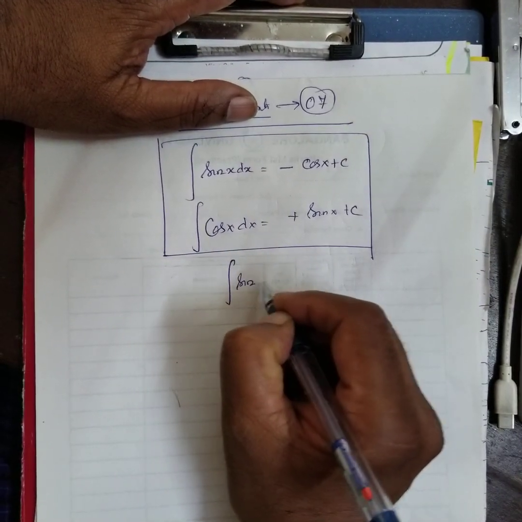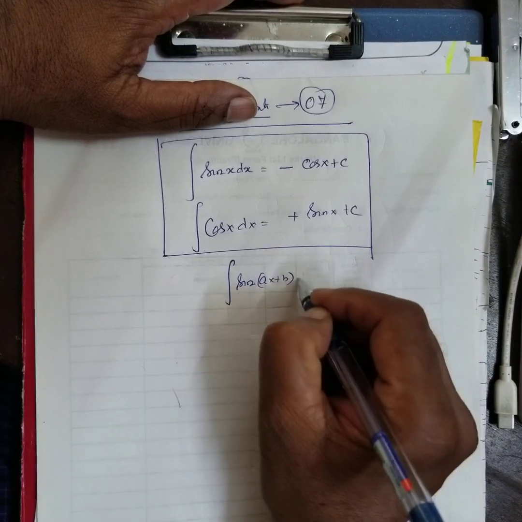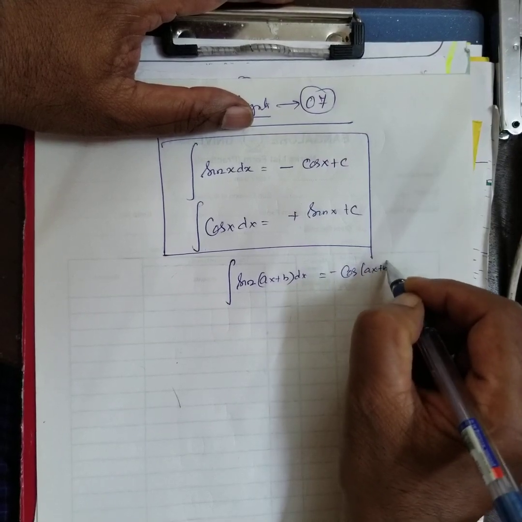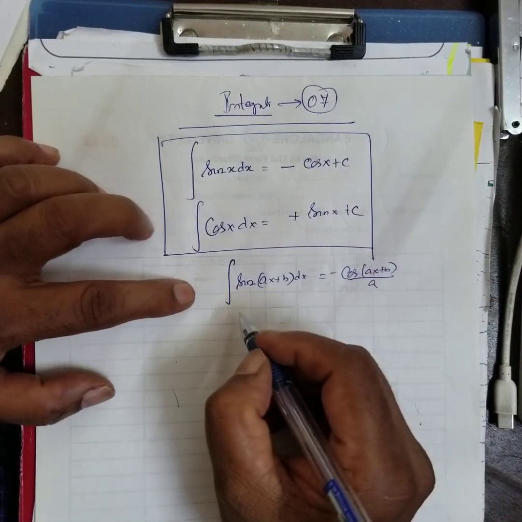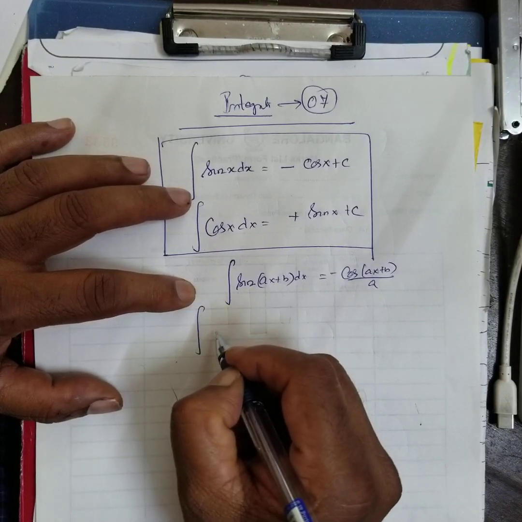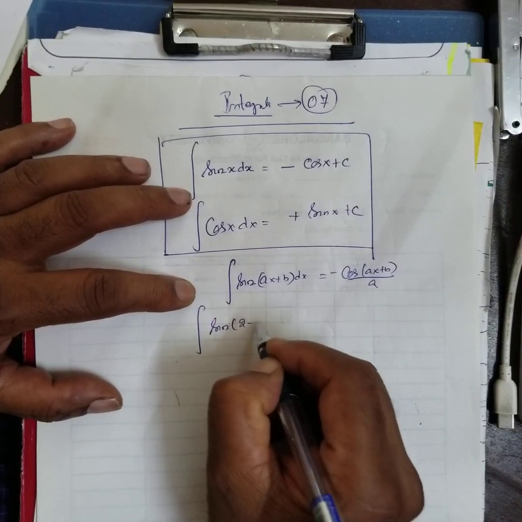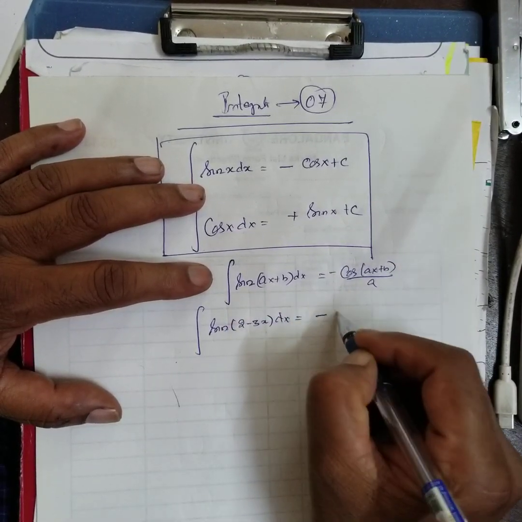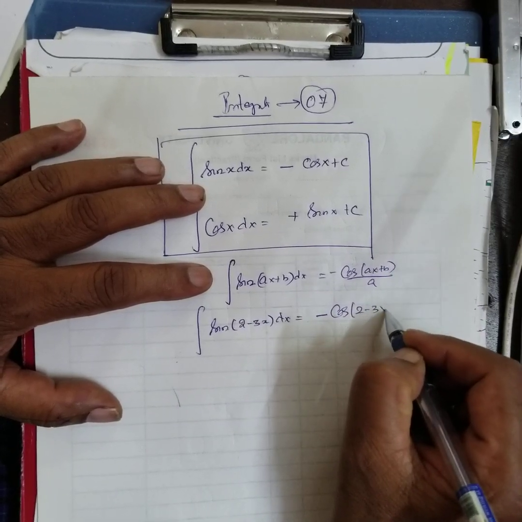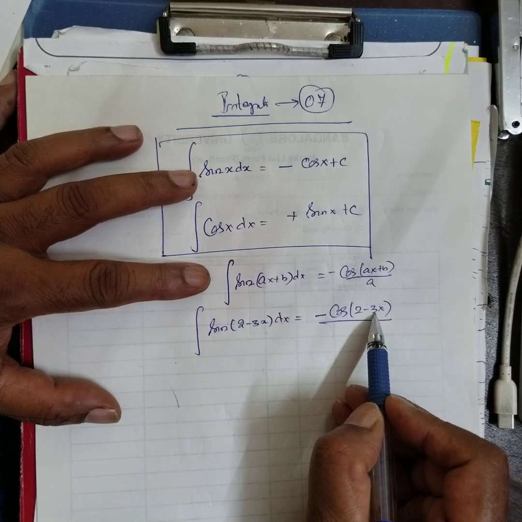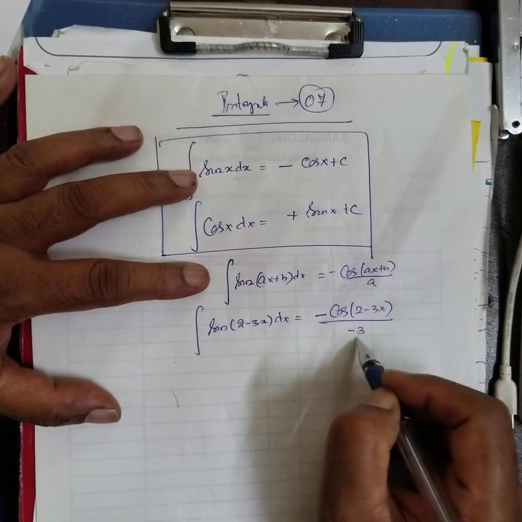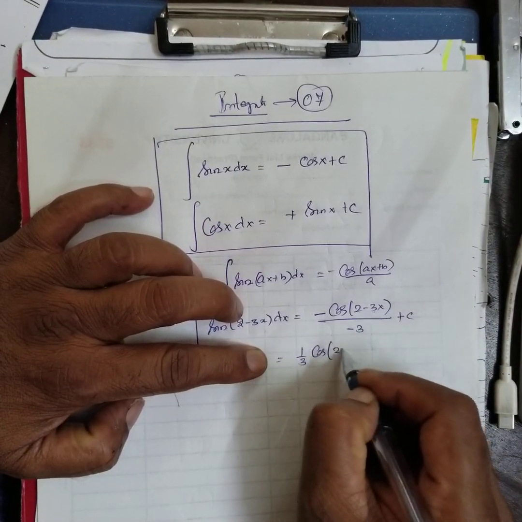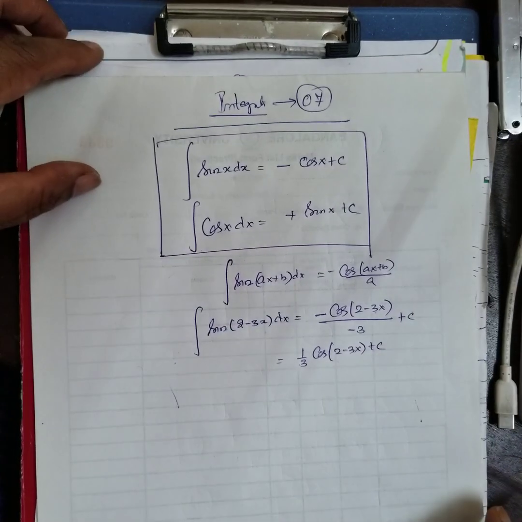Integration of sin(ax plus b) dx, what do you write? Minus cos(ax plus b) by a, right? So example, integration of sin(2 minus 3x) dx. What is the answer for this? Minus cos(2 minus 3x) divided by, what is the coefficient of x here? Minus 3. Minus plus, you change, therefore 1 by 3 cos(2 minus 3x) plus c.